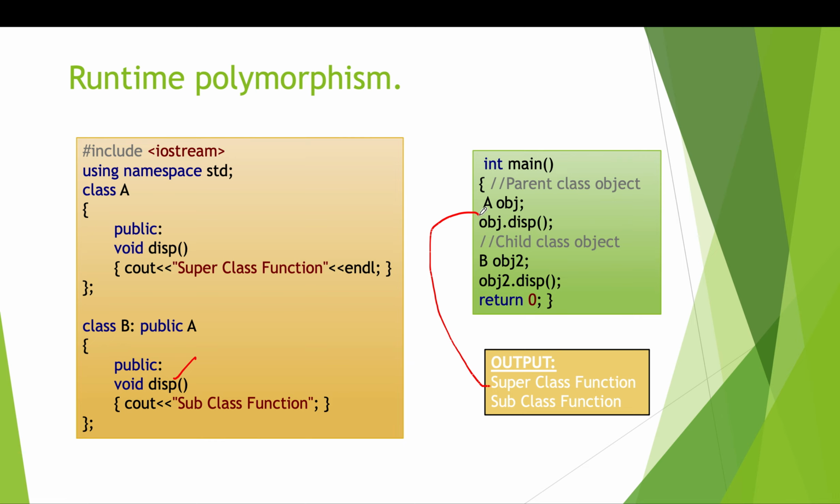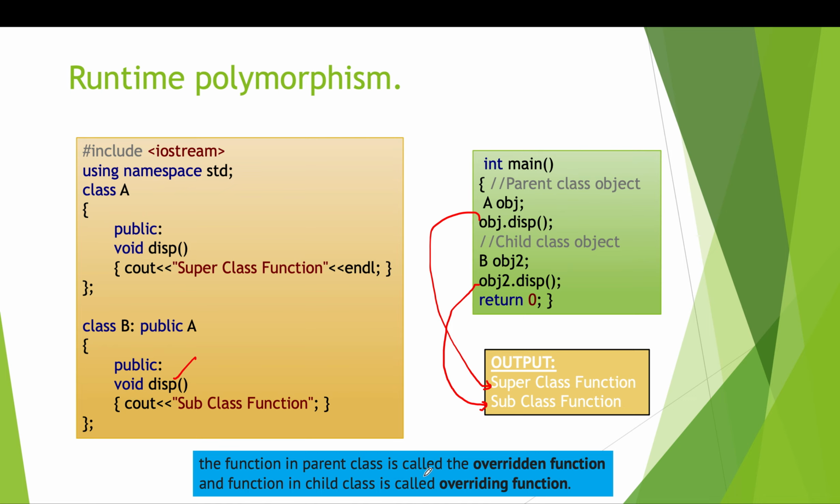So the first function call will call the superclass function, and the second function call will call the child class function. The function in the parent class is called the overridden function, and the function of the child class is called the overriding function. You should know these words when you are appearing for the exam. There might be questions related to what the overridden function and the overriding function are. So this is the concept of runtime polymorphism, that is, overriding.